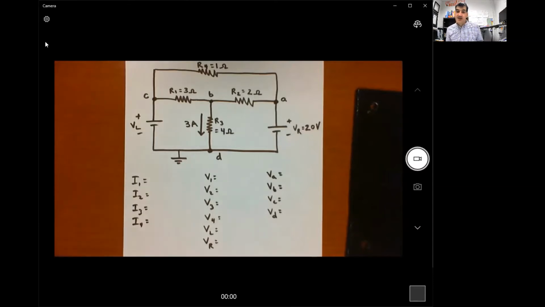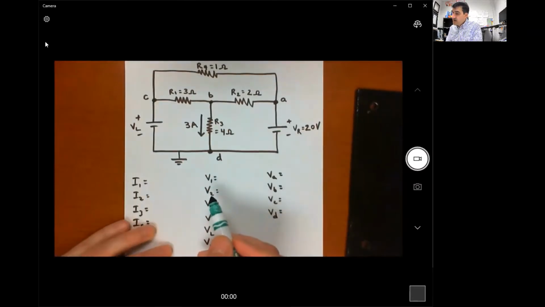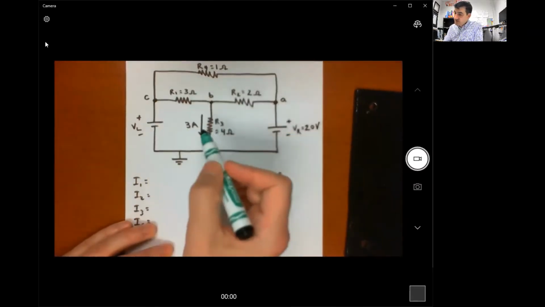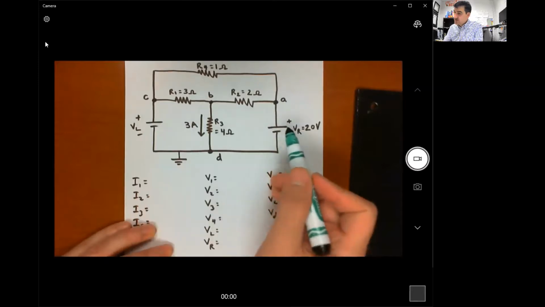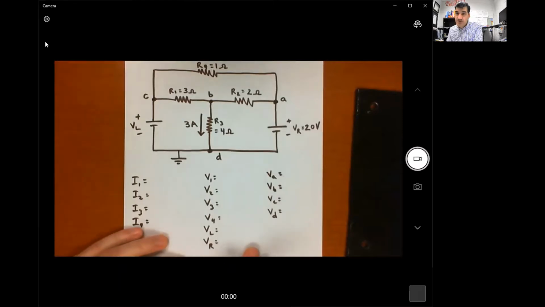In order to do that, I need to make sure everything is labeled. Most things were already given to us as labeled. We've got nodes A, B, C, D. We've got resistances 1, 2, 3, 4, V sub L, V sub R. Really, the only thing we need to add are the assumed current flow directions.